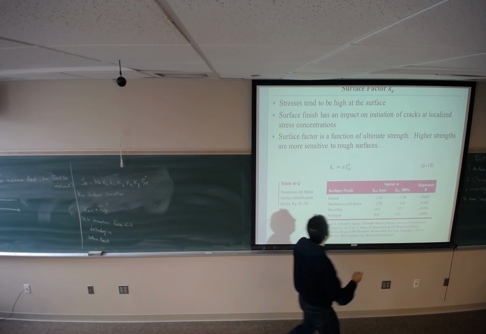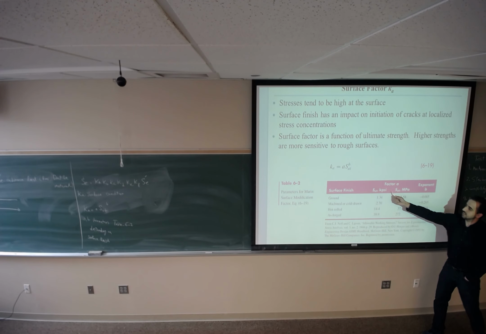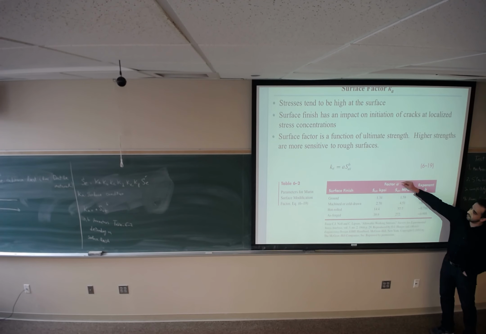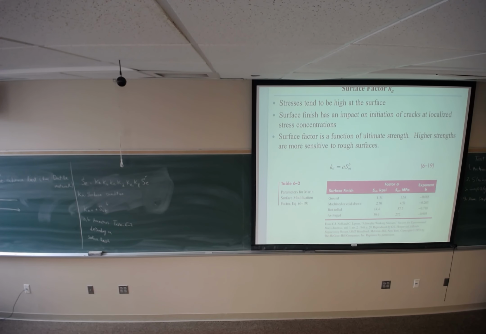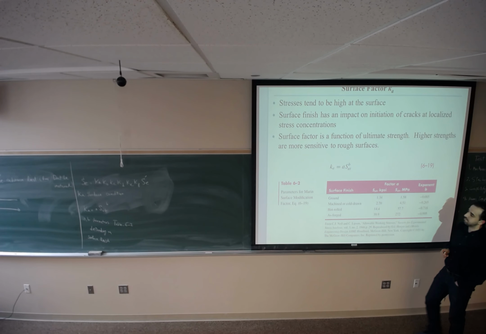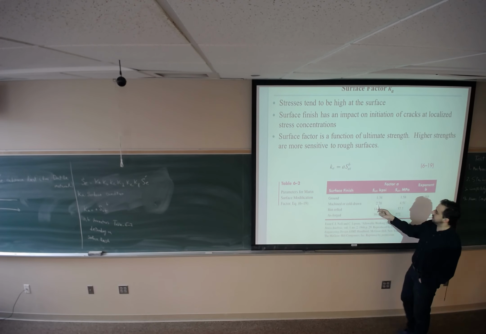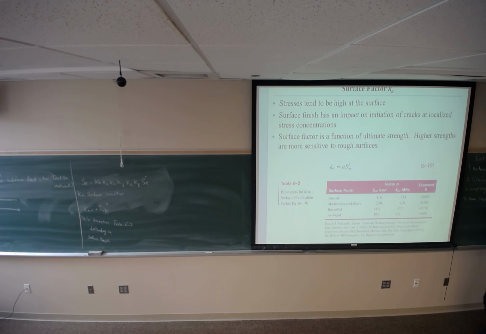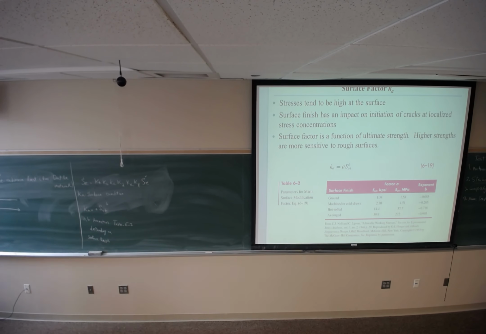If the component that you have is ground and the unit is in kpsi, the a value would be 1.34 and b, for either megapascal or kpsi, is going to be negative 0.085. If it's machined or cold drawn, then you pick a different factor. So based on the type of surface finish that you have, you pick the right a and b.